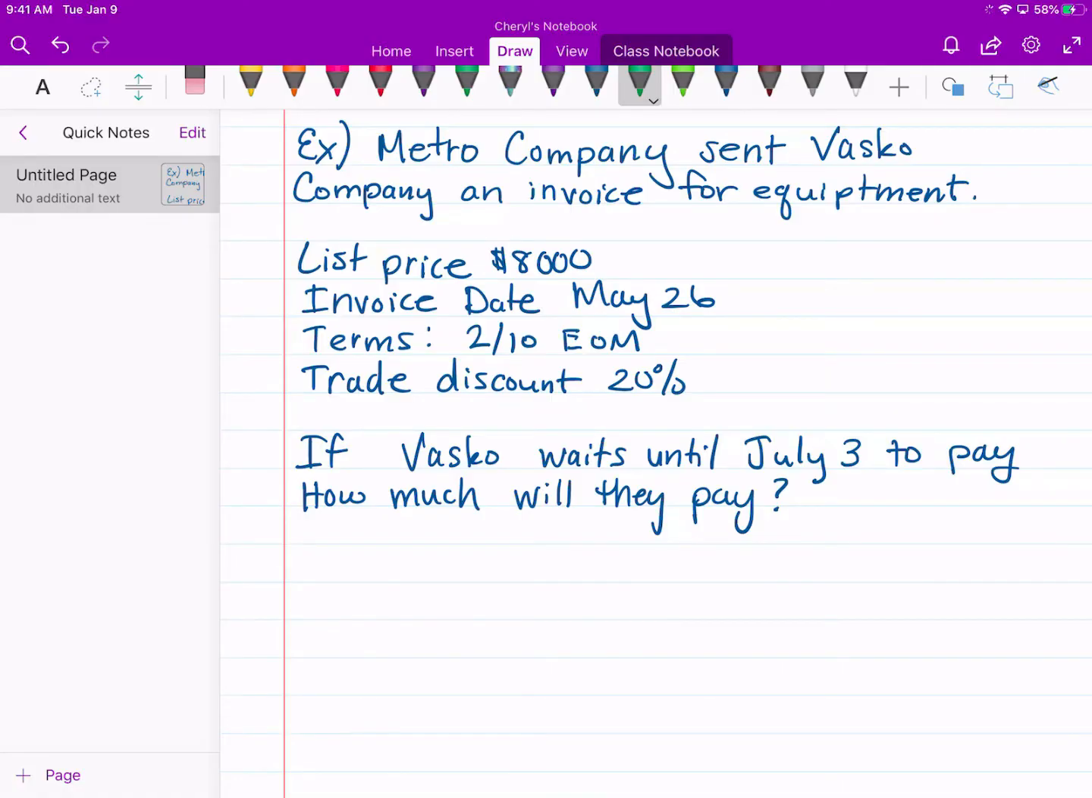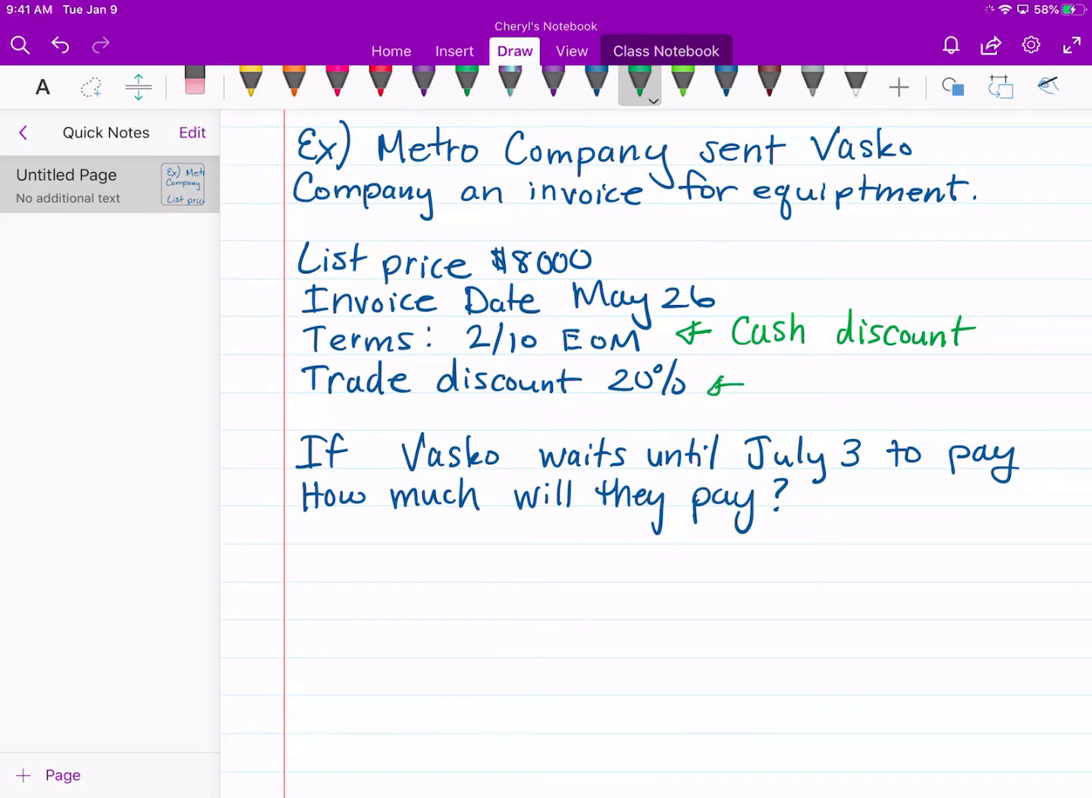So now that we've gone through the terms that you see on an invoice and what they mean, let's go through an application example. So Metro Company sent Vasco Company an invoice for equipment. And on the invoice it states that the list price is $8,000. The invoice date is May 26th. The terms for the cash discount, remember this is for the cash discount. And then here's the trade discount.